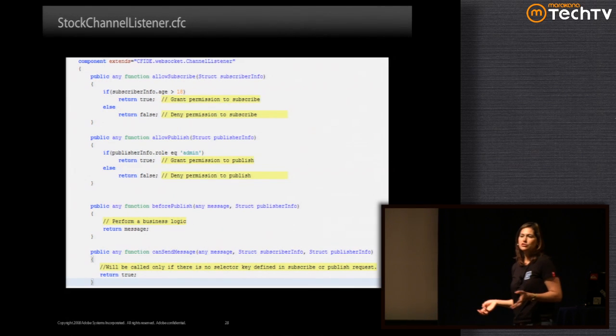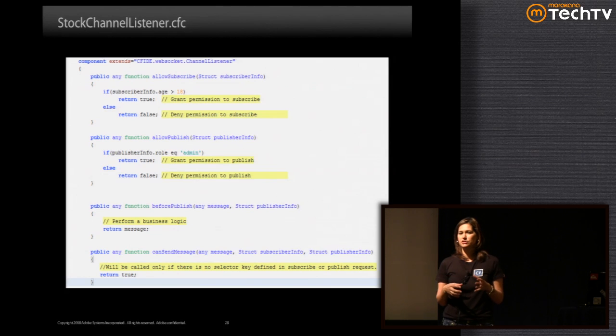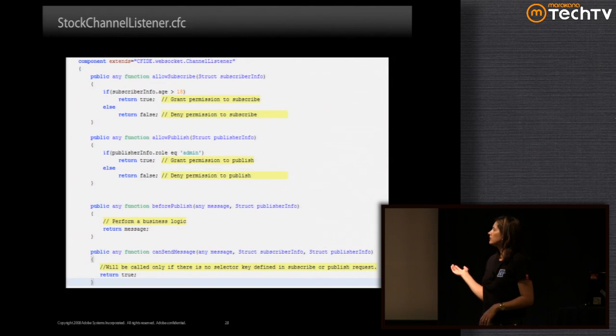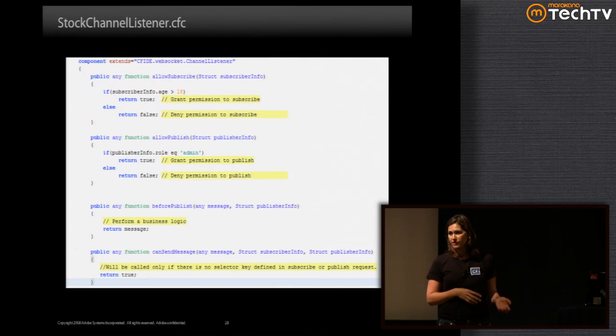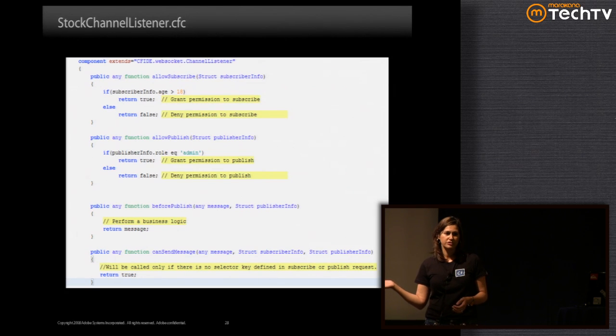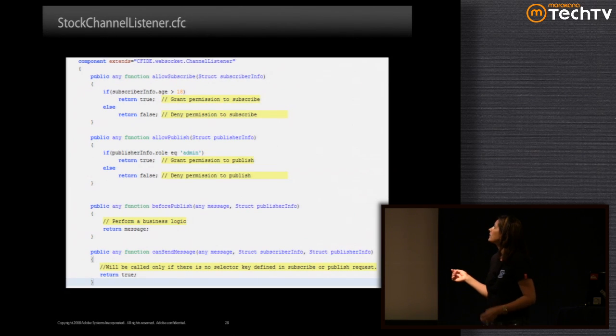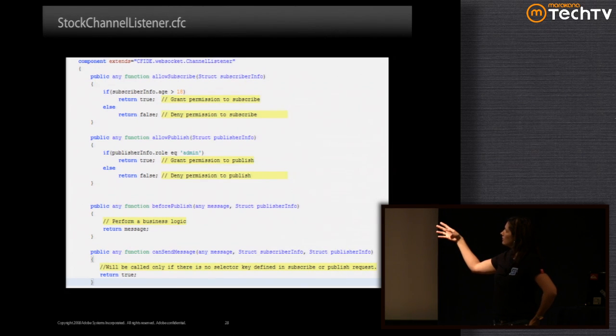In order to do this, you would set up the channel listener.cfc file. This is basically the way that you would set this up within your ColdFusion component. And what we've used here is a scripting language. ColdFusion also has a tag-based language, but we also offer the scripting language as well. So, for example, we have 4 of the callback methods here.